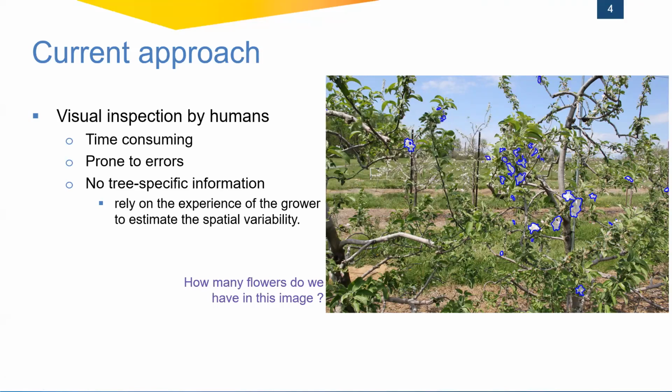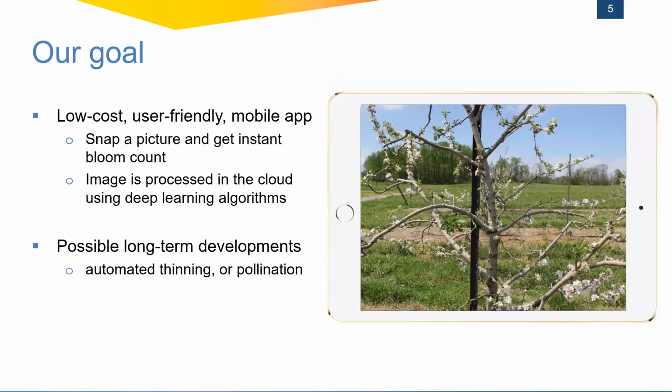So what happens is that this is a procedure that's very time consuming, this is very prone to errors, and you're gonna be checking only a few of your trees in your environment, so you don't have too many tree-specific information. So our goal is essentially to develop at a low-cost, user-friendly, like an app, illustrated here, for instance, where you could have a tablet taking a picture of your tree, and automatically get a detection and a counting of the amount of flowers that you have in this tree, in this image. That would mean an algorithm with the deep learning approach running on the cloud, and then you simply get instantly the output, the information that you want in your tablet.